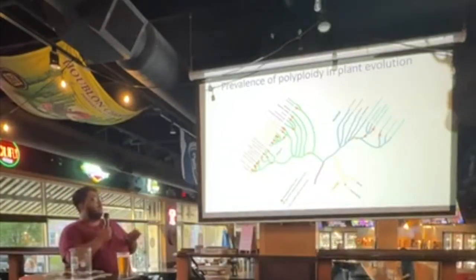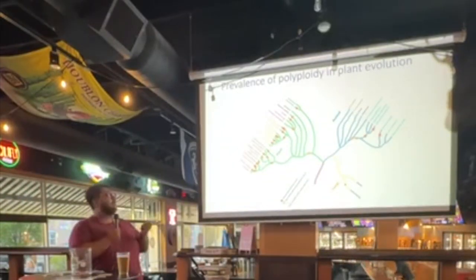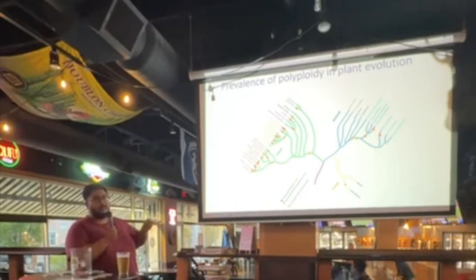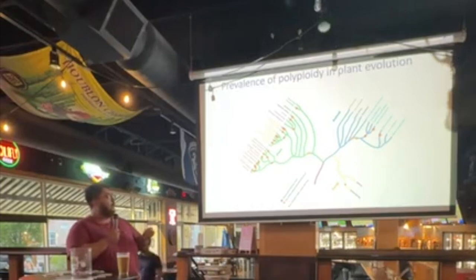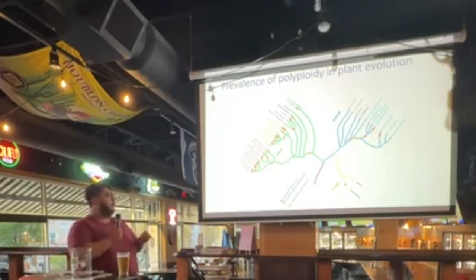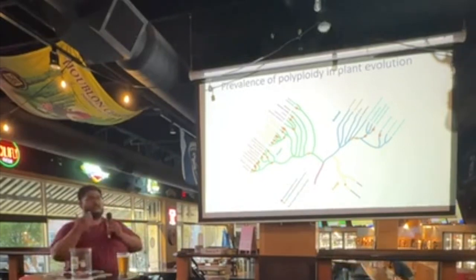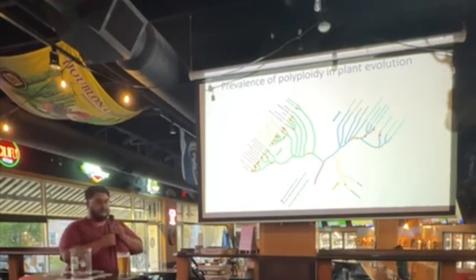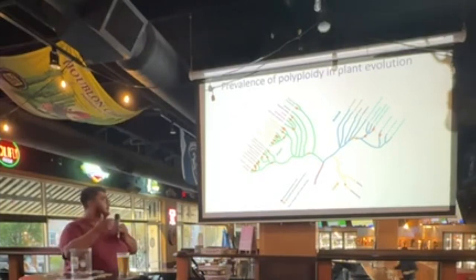And so when we look at polyploidy, polyploidy is prevalent across plant evolution. All of these red dots that you see here in this green part of the tree are whole genome duplications that have happened across the evolution of plants. When we compare this to animals and fungi, there are not that many. And so plants have this interesting ability to retain these duplications and use them in their evolution.